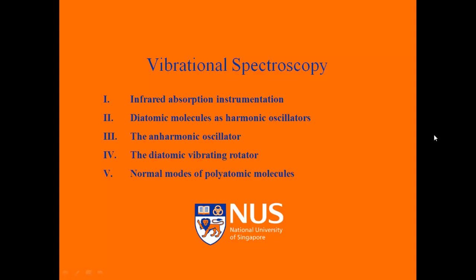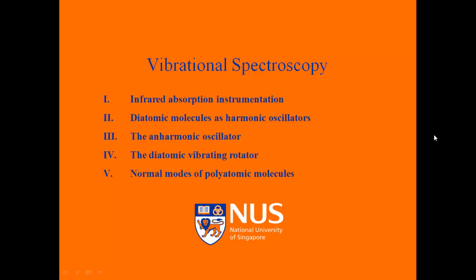Then we're going to look at the simplest molecular system, which, just like for rotational spectroscopy, is the diatomic. We will be assuming that the bond stretches and compresses according to Hooke's law, which is the simplest way of describing the stretching and compression of a bond. Systems that obey Hooke's law are known as harmonic oscillators. Having treated the diatomic as a harmonic oscillator, we will try to relax this approximation and to take into account some anharmonicity in the molecule.